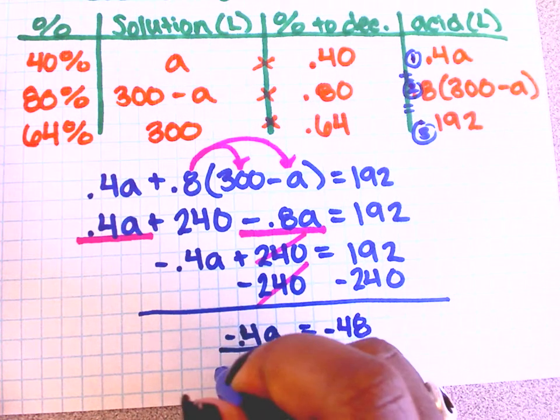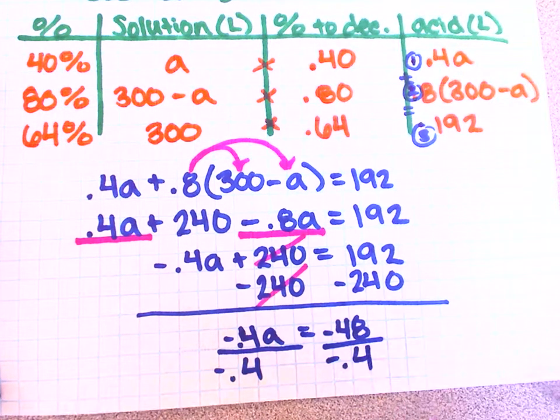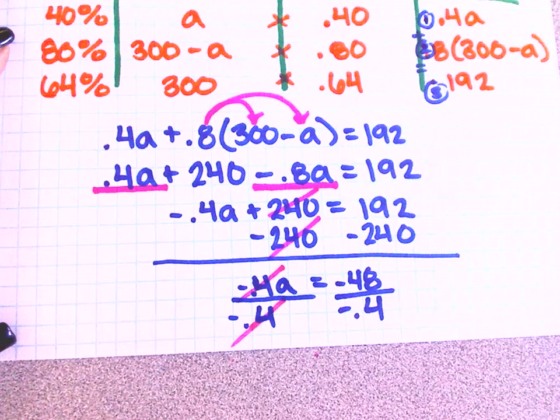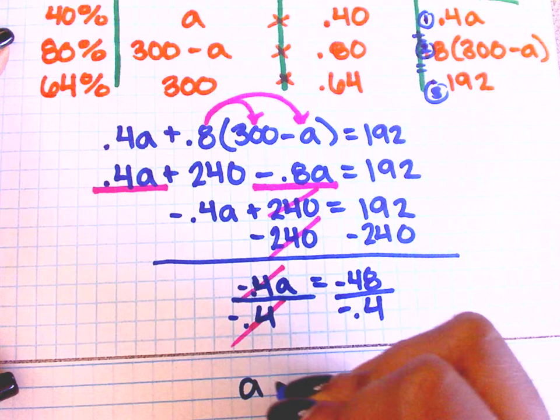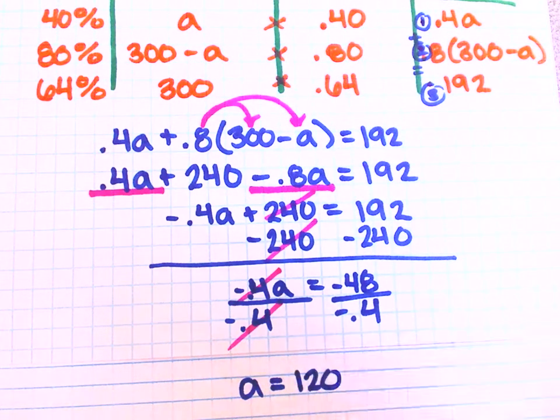I divide both sides by negative 0.4 to get a by itself. My negative 0.4's cancel. Negative 48 divided by negative 0.4, I'm going to get a equals 120. Now, yes, we know that the first one we only need 120 liters of that 40%. But we need to figure out what the other one is.